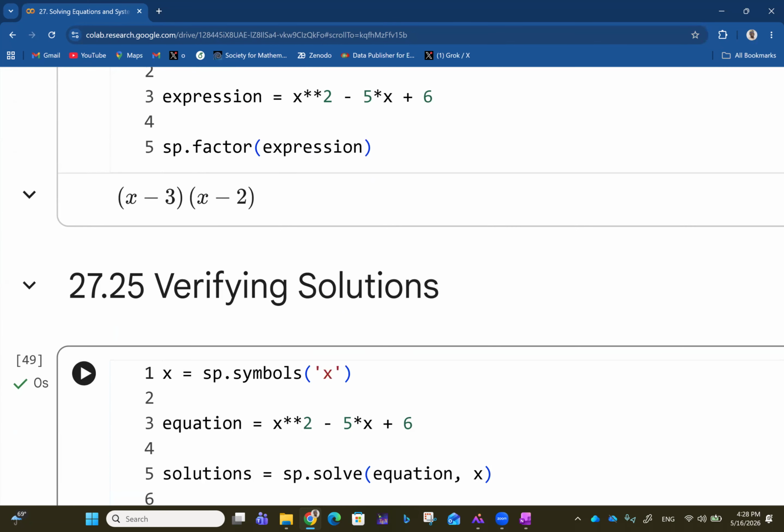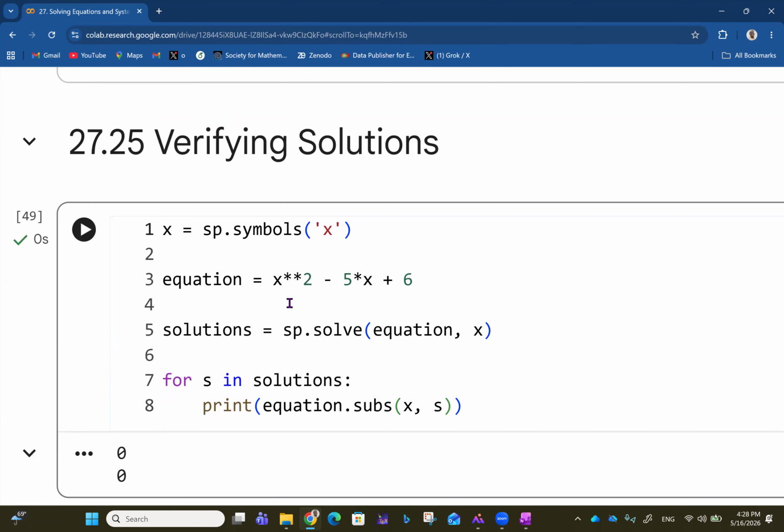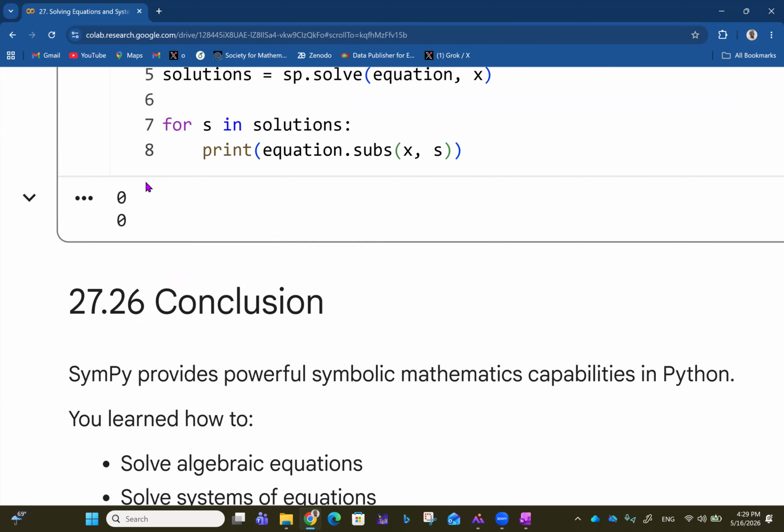So if you substitute 2 here, now this is 2 squared, that's 4. 4 minus 10, that's minus 6. Minus 6 plus 6, 0. If you put 3, 3 raised by 2 is 9, minus 15 plus 6. So 9 minus 15 is minus 6 plus 6, that's 0. So that tells you 3 and 2 are correct solutions. So you can verify your solutions like that.